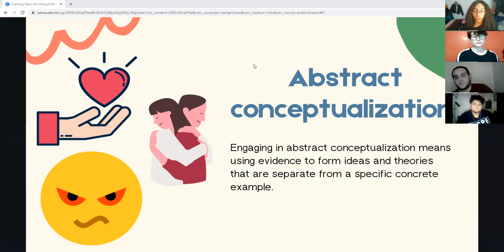In contrast to concrete examples, abstract concepts are intangible. Things like, in these examples, love, hate, or friendship. You know these things exist, but they're intangible and their application may vary depending on when and how they are used. So basically, abstract conceptualization means using evidence to form ideas and theories that are separate from a specific concrete example.